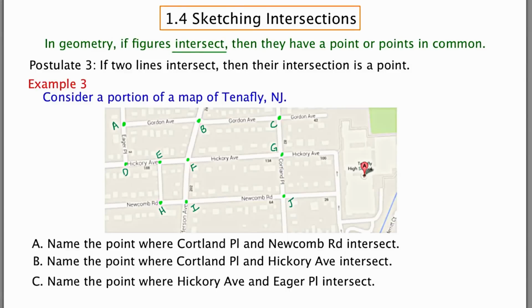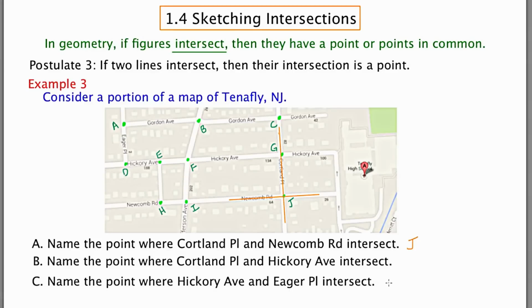A. Name the point where Cortlandt Place and Newcomb Road intersect. So let's look at the map and try to find those streets. So Cortlandt is right here. And then Newcomb is down here. I'm just shading a portion of the entire street. Now, question, do those two streets intersect? And if so, where? You'll notice that I've labeled in green some points all over the map. So what is the point at which these two streets intersect? The answer would be point J.